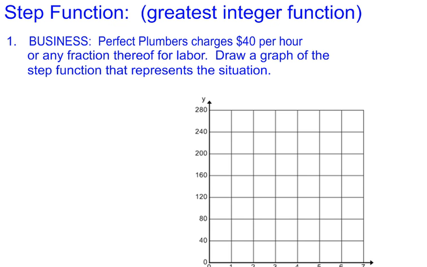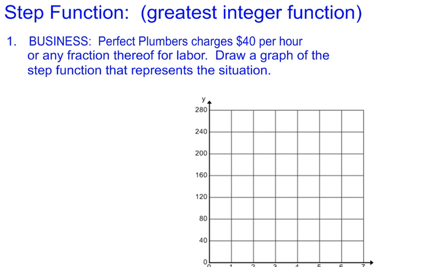In this lesson, we're going to learn about a step function, which also might be called a greatest integer function. Our one problem we're doing for this is just to kind of introduce us to what this graph looks like. It's one you haven't seen before, and so if you see one again later, you might recognize it a little quicker. So the problem is Perfect Plumbers charges $40 per hour or any fraction thereof for labor. Draw a graph of the step function that represents the situation.